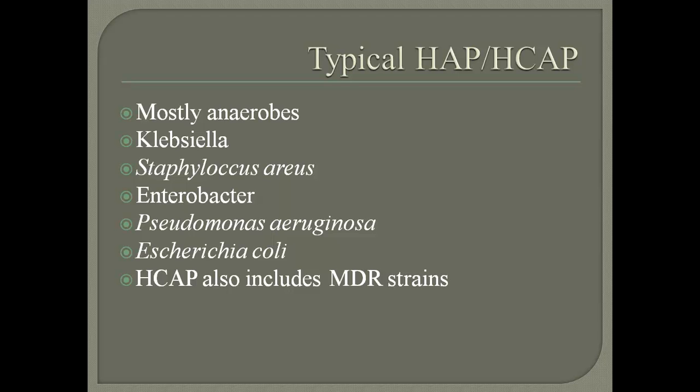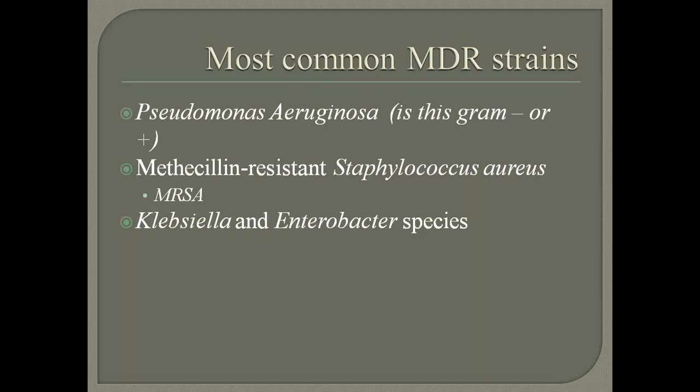So typical hospital-acquired pneumonia and healthcare-associated pneumonia. They're mostly anaerobes where they don't require oxygen to breathe. They can be gram-positive or gram-negative organisms. Key ones here are Klebsiella, Staphylococcus, enterobacteria from the gut, Pseudomonas aeruginosa, E. coli, and healthcare-associated pneumonia also includes these multi-drug resistant strains. So the most common multi-drug resistant strains are listed here.